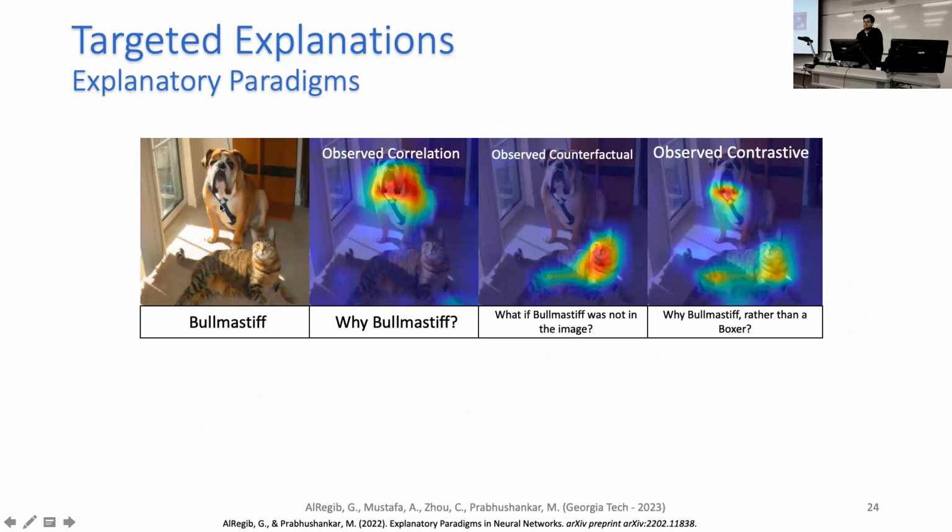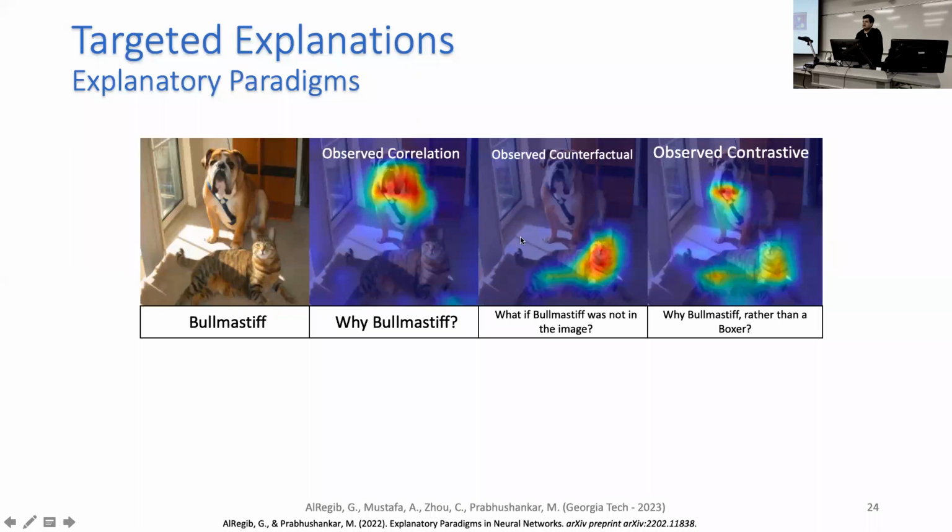Given this image, this is actually a very popular image. If you see any explanation paper, this is one of the images that they're going to show. This also is from the ImageNet dataset. The ground truth for this is that of a bull mastiff, so a network needs to predict that this is a bull mastiff for its accuracy to be high. Now, if you ask the question of why bull mastiff, this is what GradCam gives us: the face of the dog is what is important.